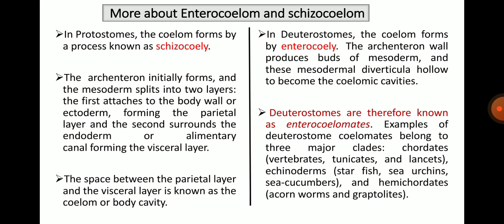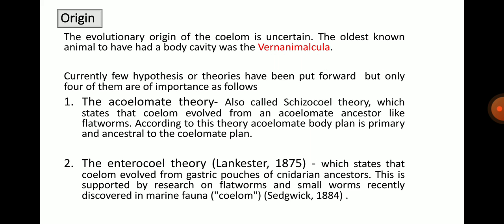So in case of deuterostomes, the coelom forms by enterocoely. The archenteron wall produces buds of mesoderm, and these mesodermal diverticula hollow to become the coelomic cavities. So deuterostomes are therefore known as enterocoelomates. Examples are cited here. Please go through the slide later.